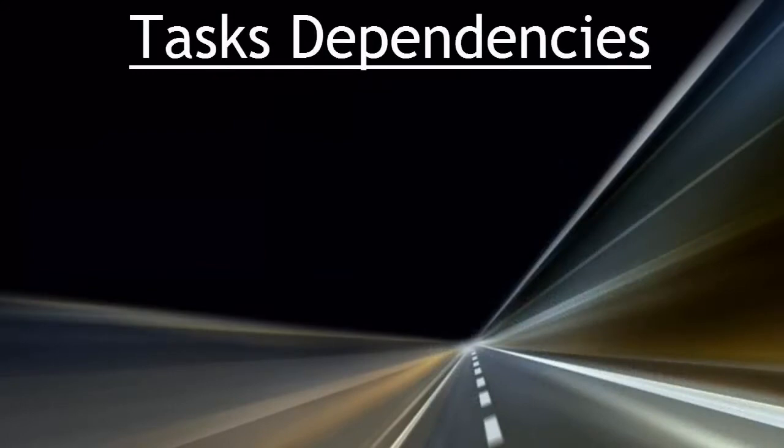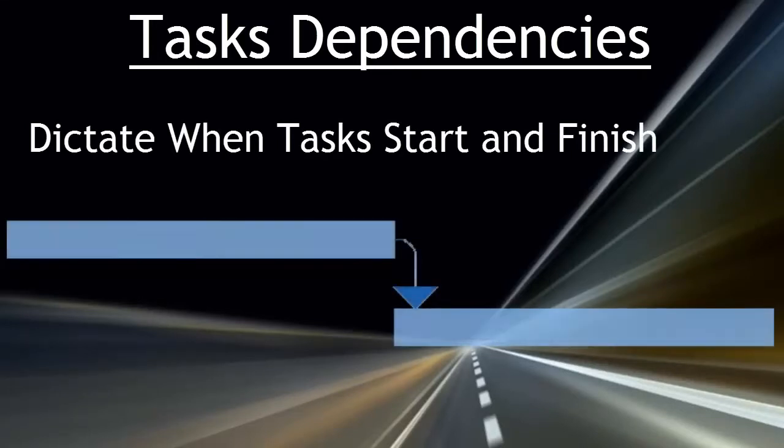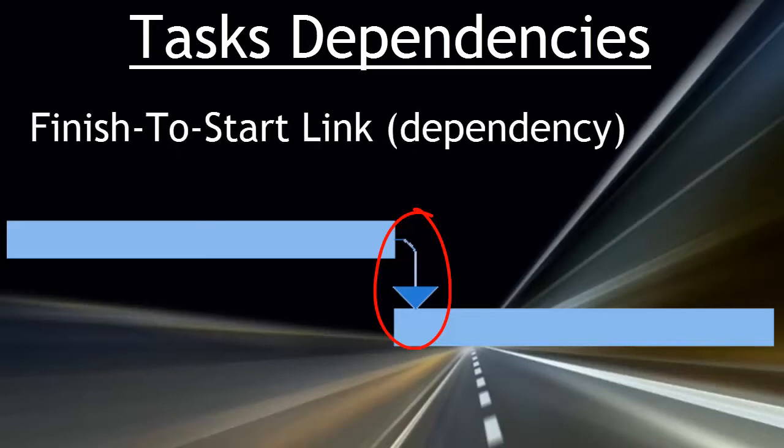Task dependencies. Task dependencies dictate when tasks start and finish. Dependencies or links are represented by arrows between tasks. The default task dependency is called the finish to start link. It is also the most common. This means a task cannot start before another finishes. For example, the task to find cookies would have to be completed before the task eat cookies could start.